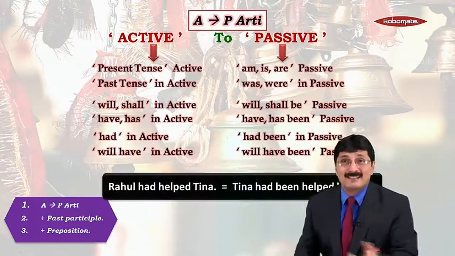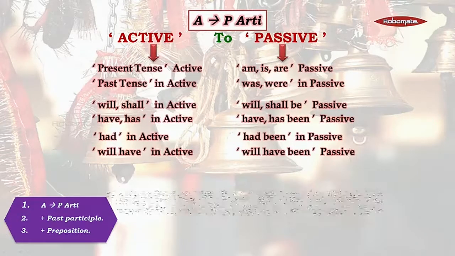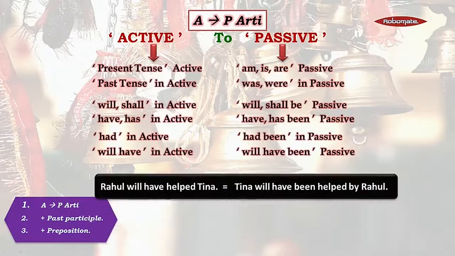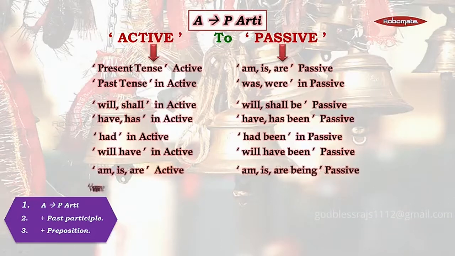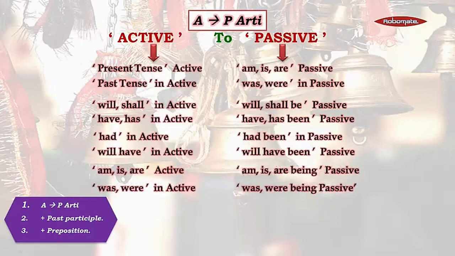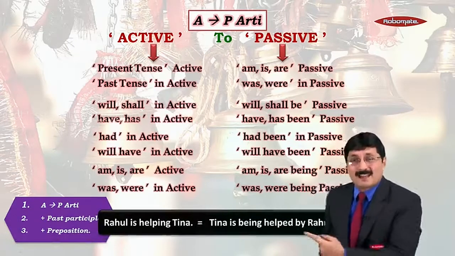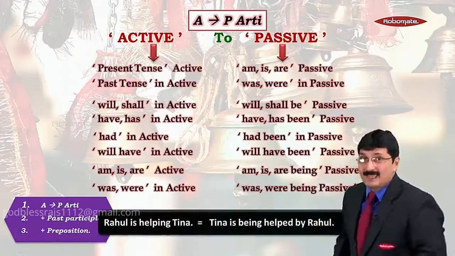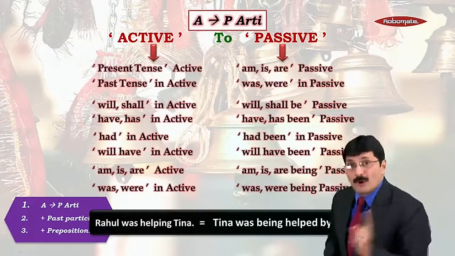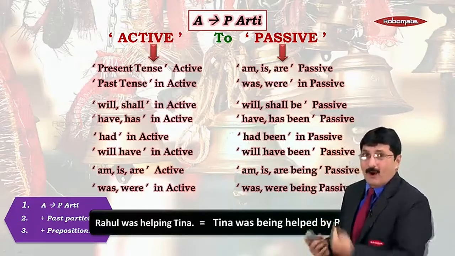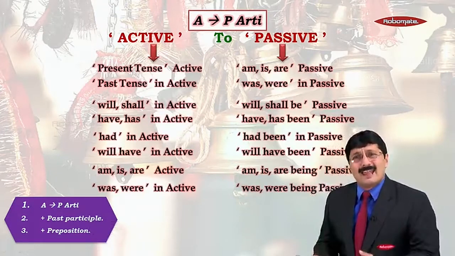So simple, my dear friends. Rahul had helped Tina, had in active, had been in the passive, and same way will have in active, will have been in the passive. Am is are active, am is are being passive, was were in active, was were being passive. This is so easy, my dear friends. Am is are active. So if you see is in the active, is being in the passive. Same way with am or is or are. And if you see was or were in the active, you will have was being or were being in the passive. My dear friends, this brings us to the end.